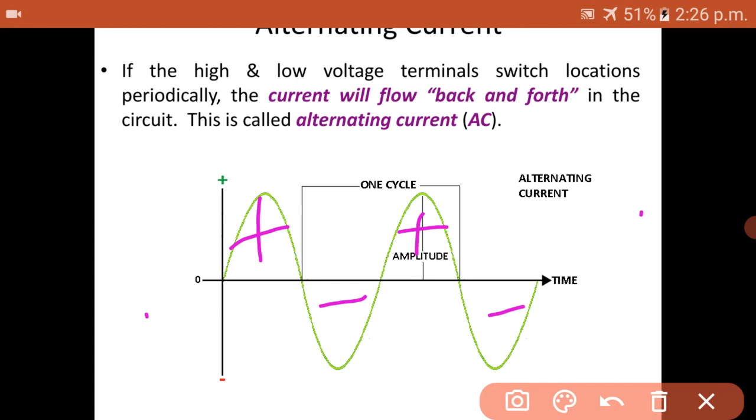This is nothing but the AC. Okay. This X axis denotes the time, and on the Y axis you can see the positive and negative values here. Alternating current is nothing but bidirectional current. ये दोनों डायरेक्शन में फ्लो हो रहा है तो इसे हम bidirectional current कहेंगे. That is the AC current.